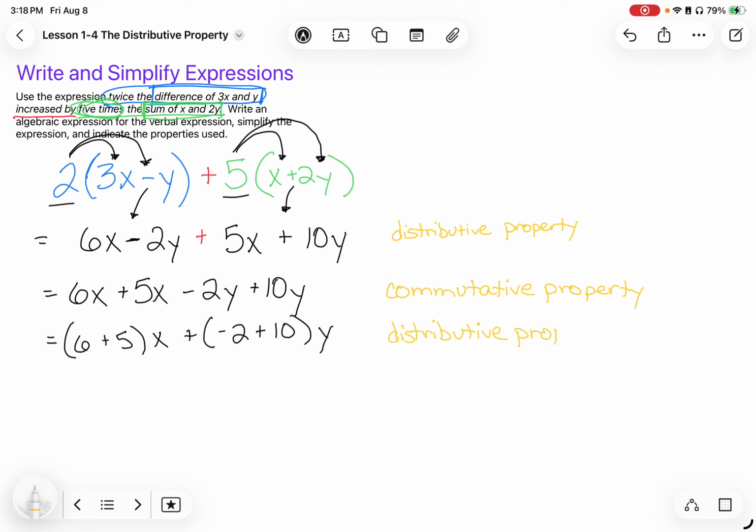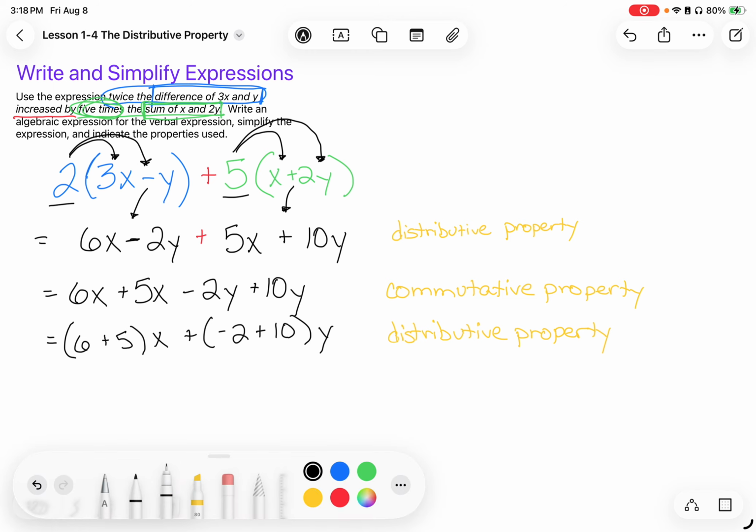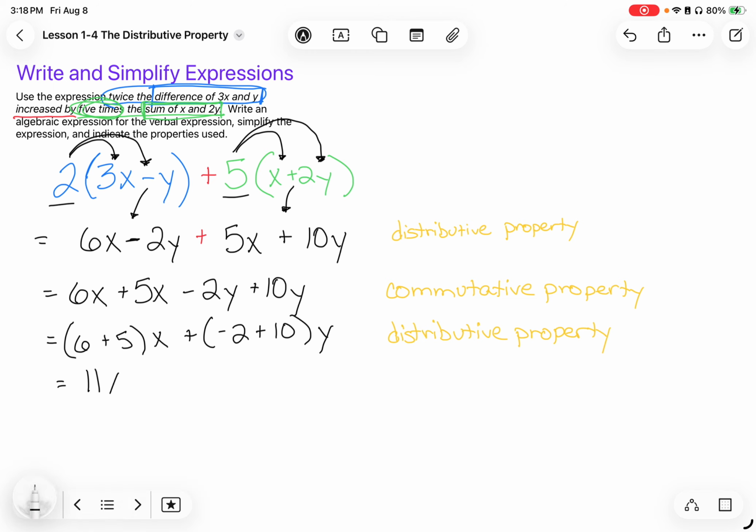Well, it was in preparation for this last step that we're going to do, which is that we're going to combine our like terms. We're going to add our 6 and 5 together to get 11. And we're going to add our -2 and 10 together to get 8. And so our last step here is addition. And there we go. We have simplified it to 11x plus 8y.